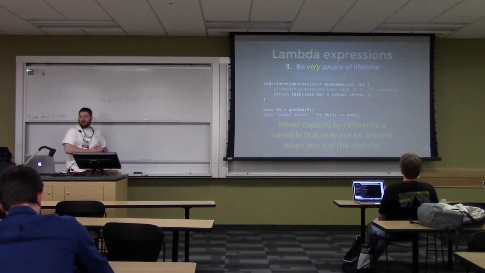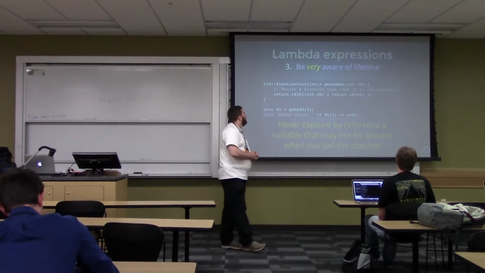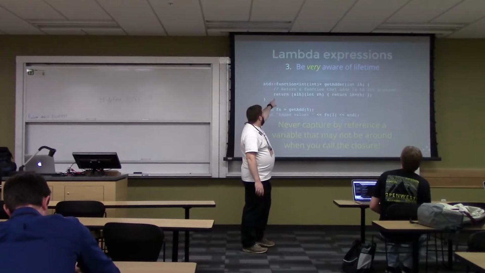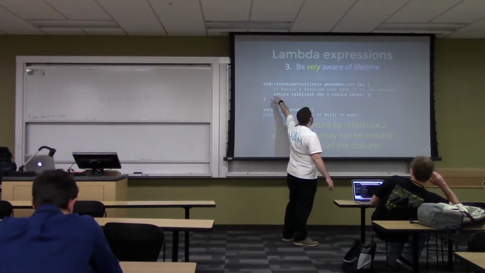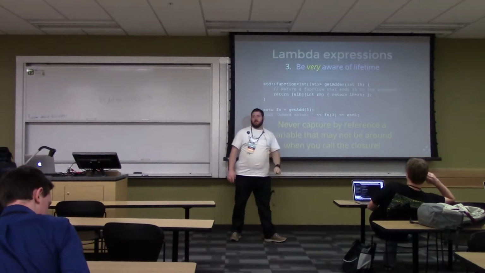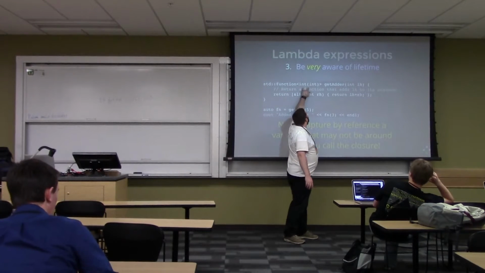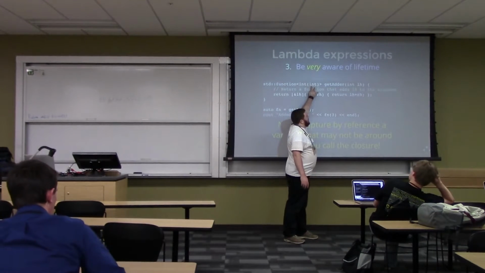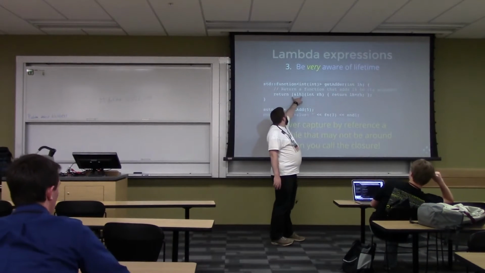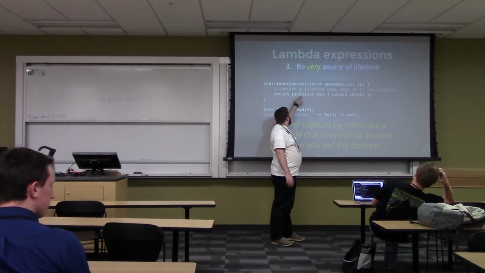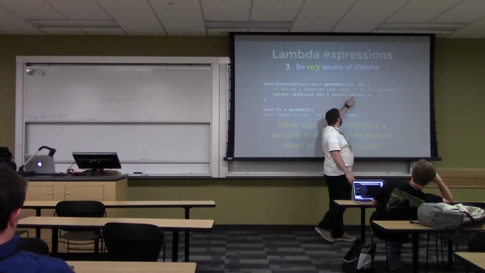Speaking of that, lambda expressions, rule number three, be very aware of lifetime. So we have a standard function, and we'll talk a little more about how that works. This is basically a way of providing a type that you can assign a lambda to. The lambda has to match what is specified in here. So this is a function that returns an int and takes an int. We say get adder int left hand, and we say, okay, I want to capture left hand by reference. I'm going to take a right hand, and we're going to return left hand plus right hand.